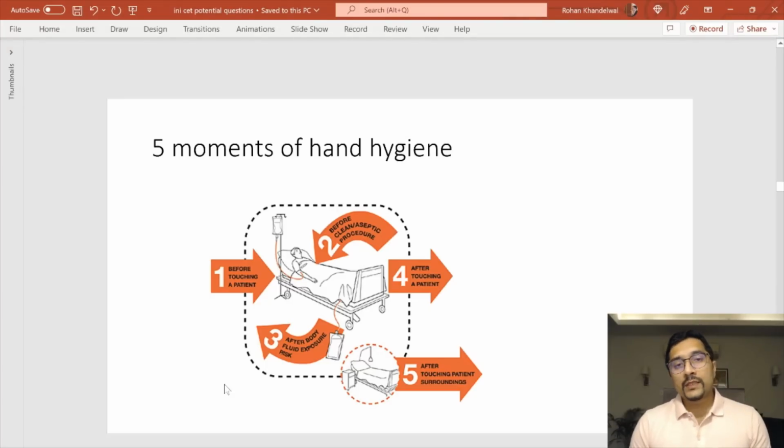The 5 moments of hand hygiene as described by WHO: we need to do either a hand wash or hand sanitization before touching the patient, after touching the patient's surroundings, before a procedure, or if exposed to bodily fluid. Very important, you need to remember that if the hands are visibly soiled or if you visit the toilet or the bathroom, then you need to wash the hands with soap and water. This has also been asked in the exam.